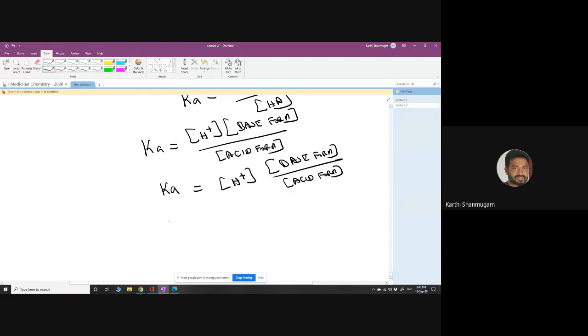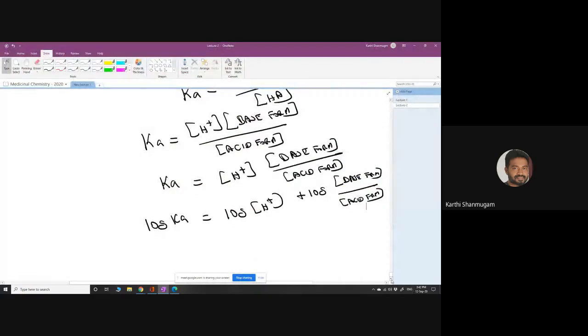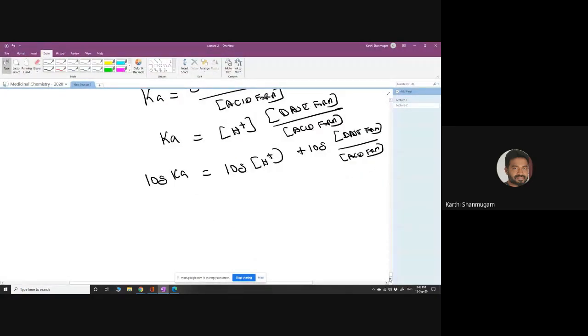Okay. So now if I take log on both sides, can I write this as log Ka is equal to log H plus ion concentration plus log base form over acid form? Is it right or wrong?